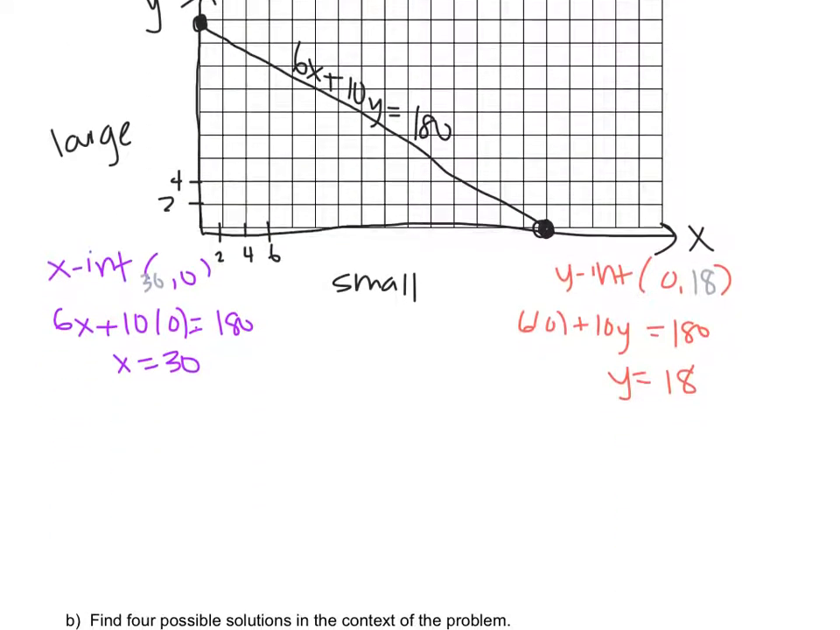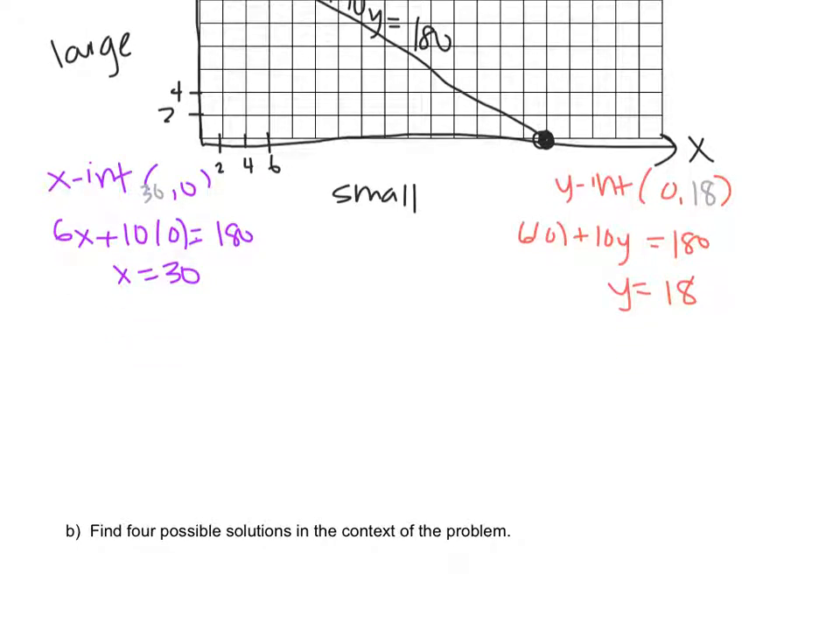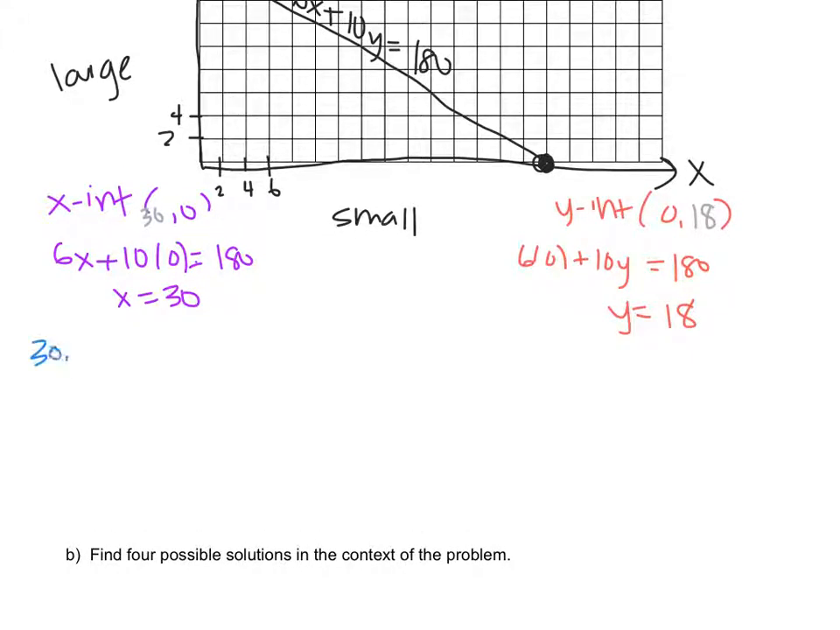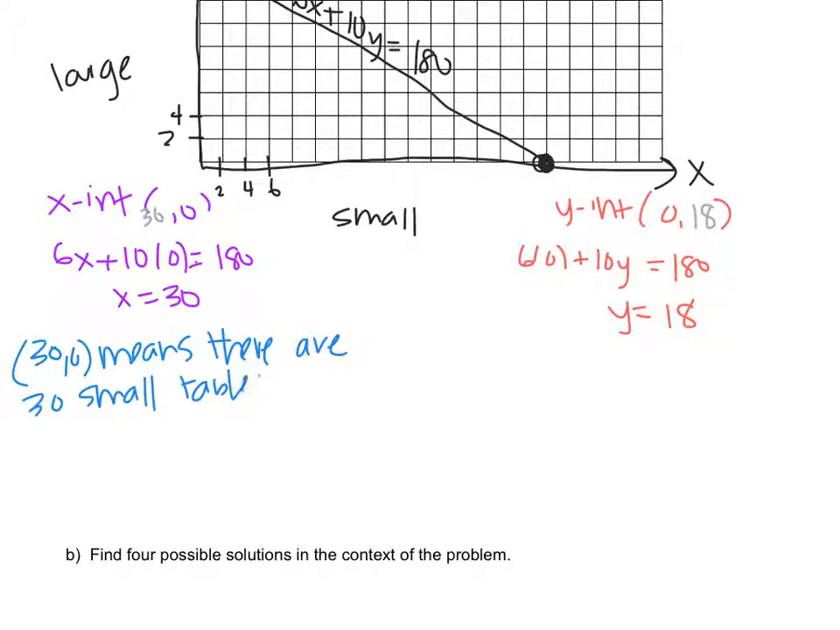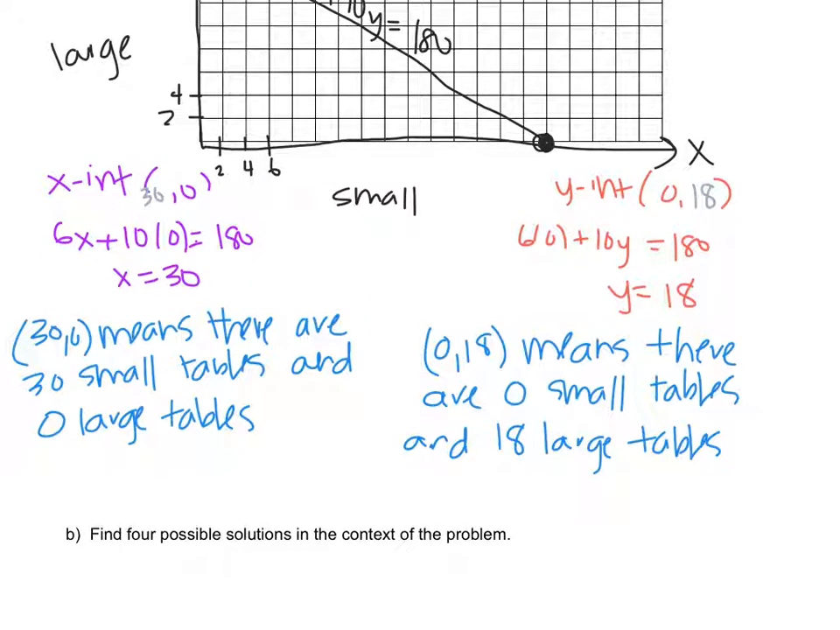So we know that (30, 0) is the x-intercept, but what does that mean for the story? Does it mean like 30 animals in a zoo? What does it stand for? So (30, 0) means there are 30 small tables and 0 large tables. Pause the video and I want you to write the sentence for (0, 18). So there's my sentence for (0, 18).